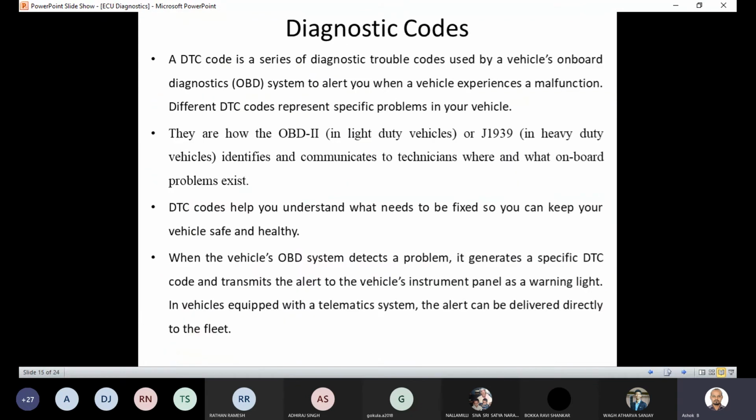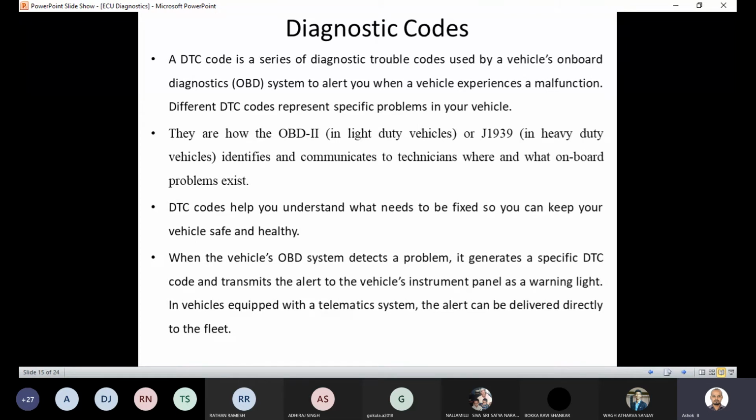So next one is diagnostic codes, that is diagnostic trouble codes, the DTC, as I told you. A DTC code is a series of diagnostic trouble codes used by the vehicle's onboard diagnostic system to alert when a vehicle experiences a malfunction. Different DTC codes represent specific problems in your vehicle. There will be lakhs of diagnostic trouble codes for a vehicle. For a particular ECU itself, there are thousands of diagnostic codes.